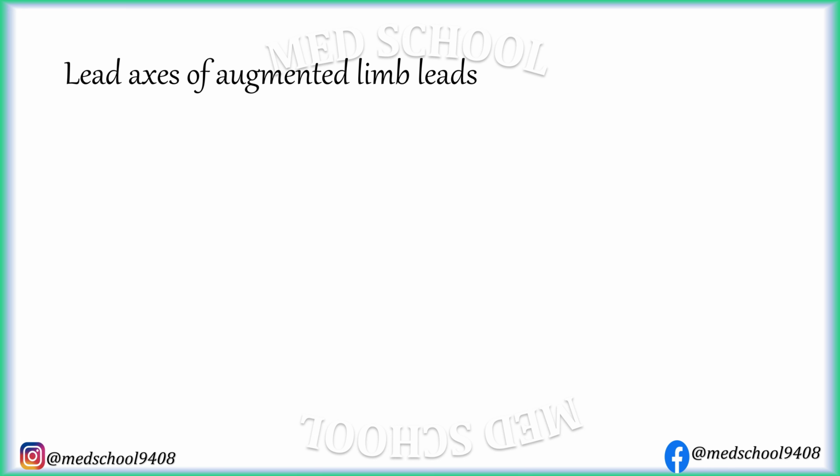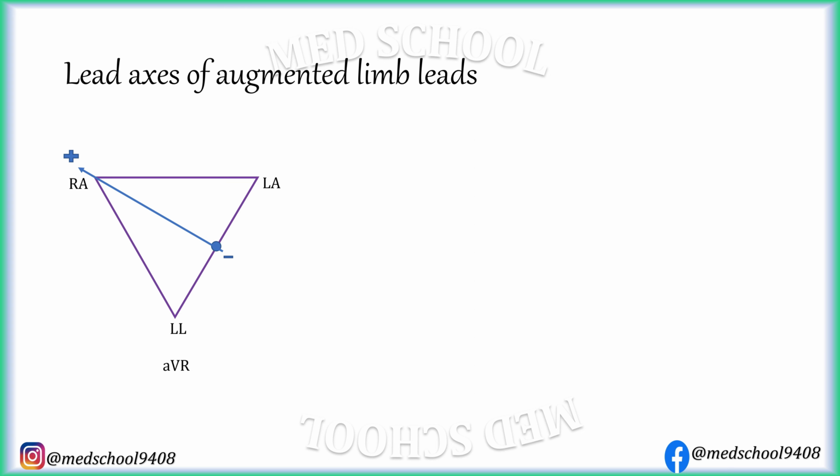Now let's see how we can determine lead axis for augmented limb leads using Einthoven's triangle. For AVR lead, right arm electrode acts as a positive pole and combination of left arm and left leg electrode acts as a negative pole. So we take midpoint of line joining left arm and left leg electrode on Einthoven's triangle, which will be negative pole for AVR lead. And line joining from this negative pole to the positive pole will be axis for AVR lead, which will be directed toward right and slightly upward, more or less toward right shoulder.